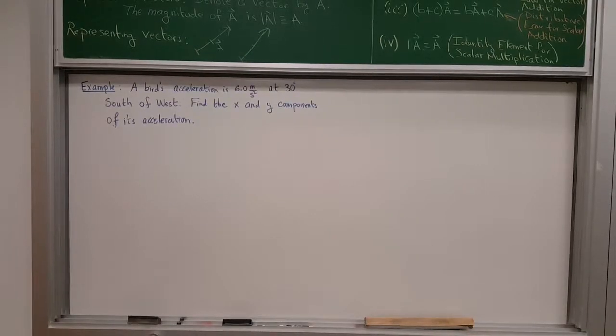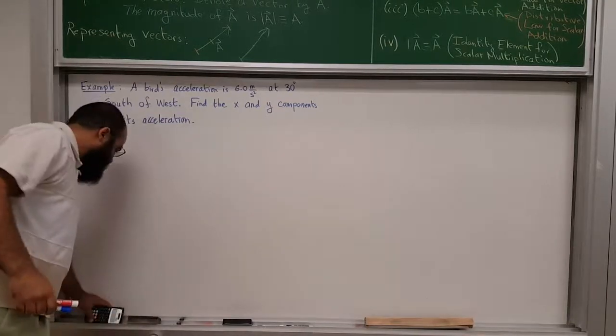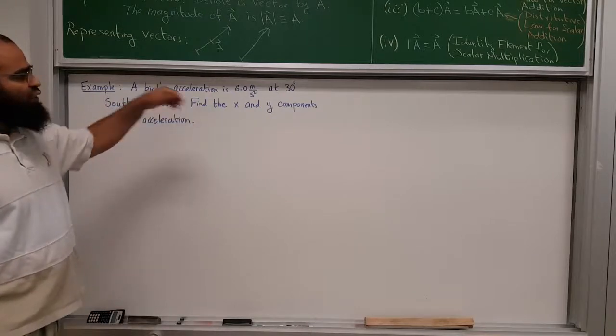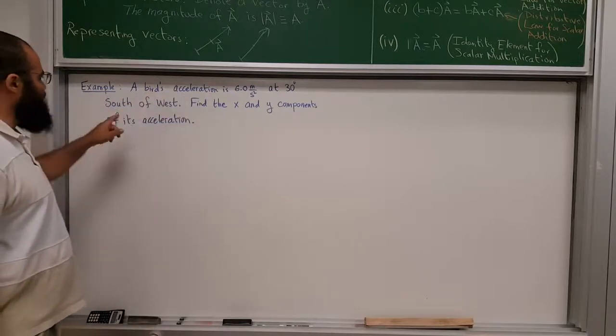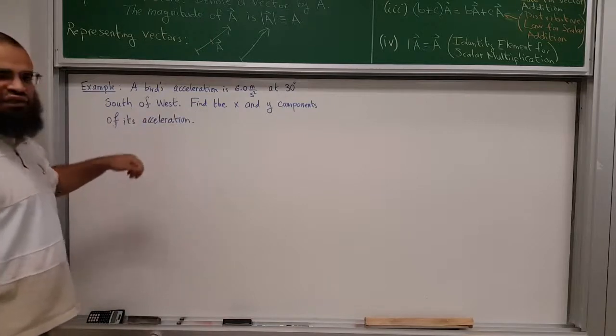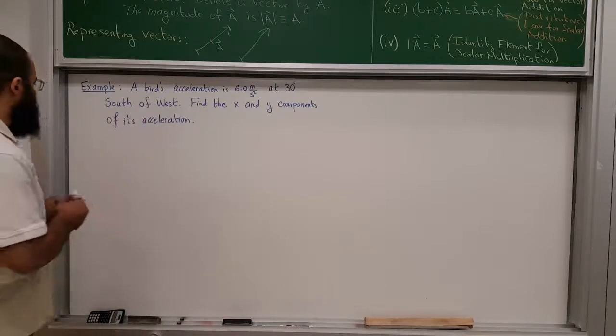So in this next problem, we're told you've got a bird that's flying, and it was observed to have an acceleration of 6.0 meters per second squared at 30 degrees south of west. It says here, find the x and y components of its acceleration. So, solution.